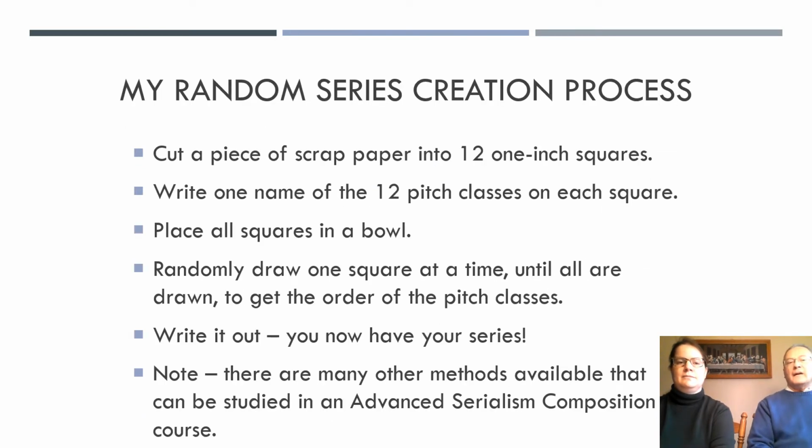Here's a process that Cindy has used in creating 12-tone compositions. Cut a piece of scrap paper into 12 one-inch squares. It doesn't have to be exactly that size, but just 12 small pieces big enough to write the name of each of the 12 pitch classes on each of the 12 squares. Place all the squares in a bowl. Randomly draw one square at a time until all are drawn, and that gives you the order of the pitch classes in your row or series.